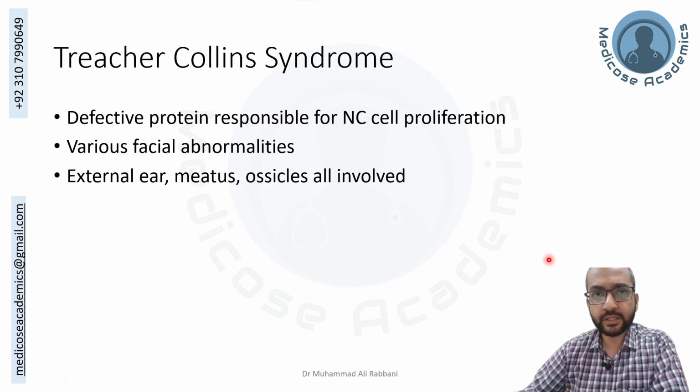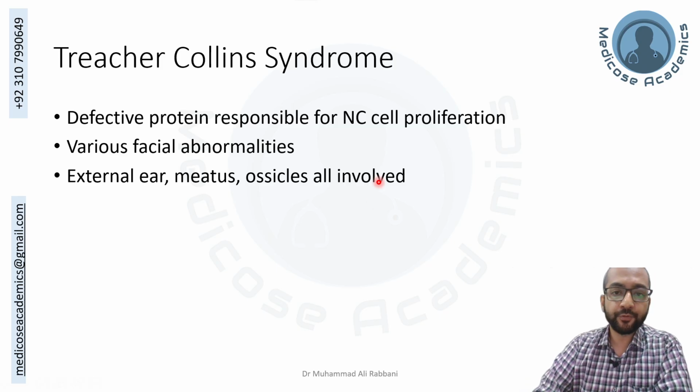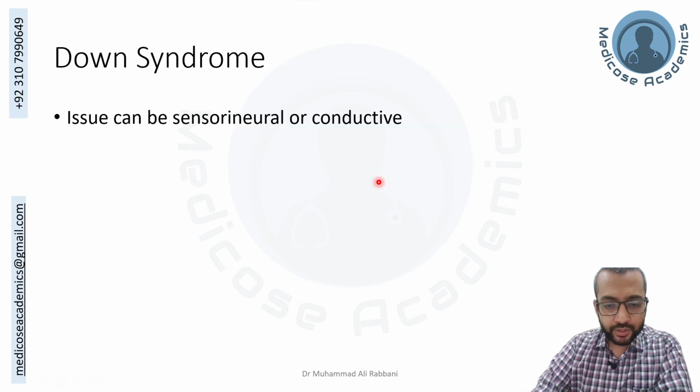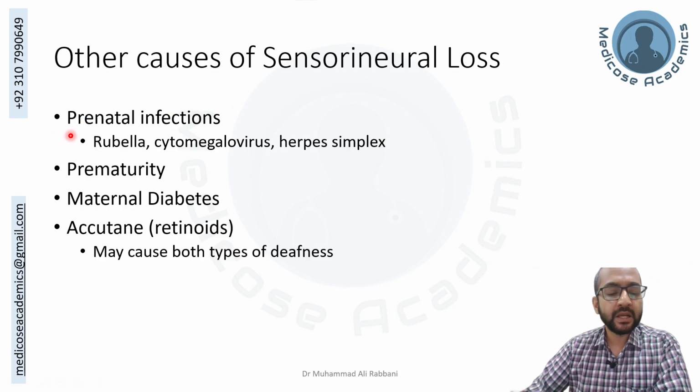We have discussed this in detail in the development of head and neck, and in that there are deficiencies in the development of the first arch, and among other issues that are found, there are facial abnormalities. Regarding the ear, we have external ear, meatal, and ossicle involvements. All are found because all of these structures involve the contribution from the first pharyngeal arch. Down syndrome can cause conductive and sensorineural hearing loss too. Infections, rubella, cytomegalovirus, herpes simplex, they affect too.